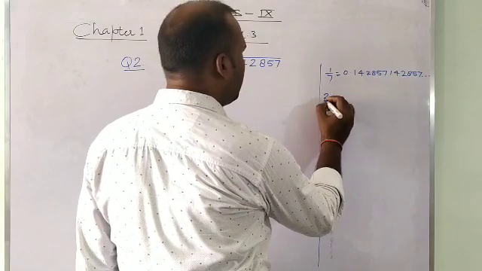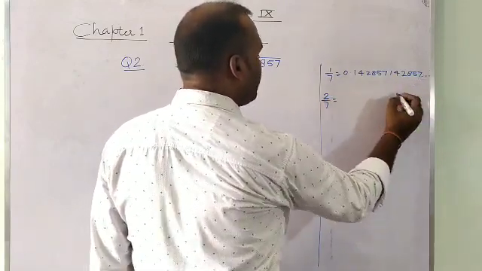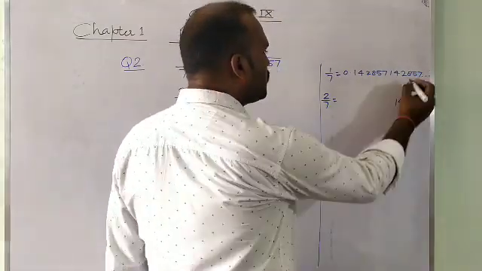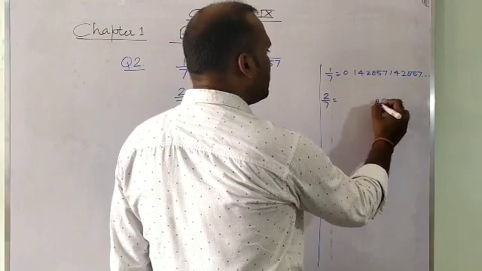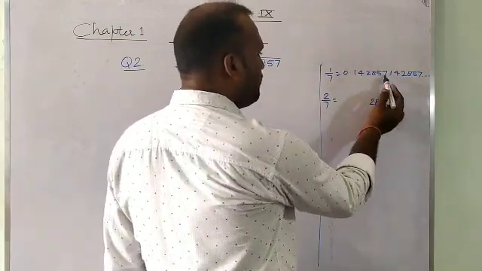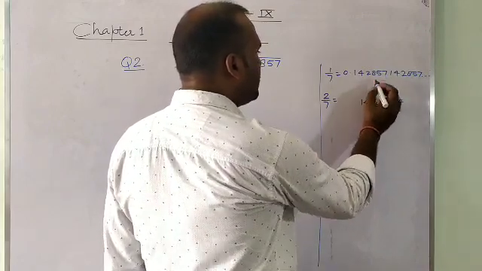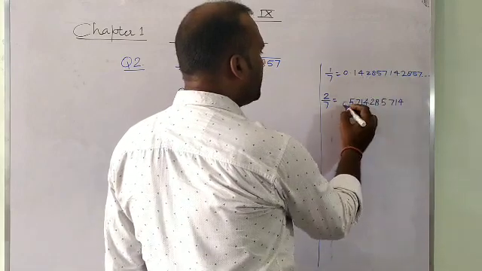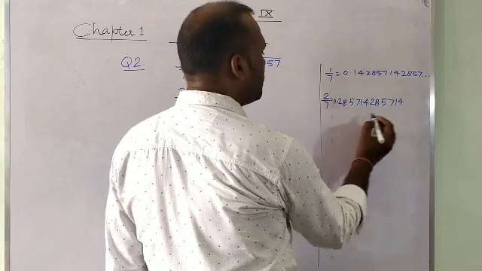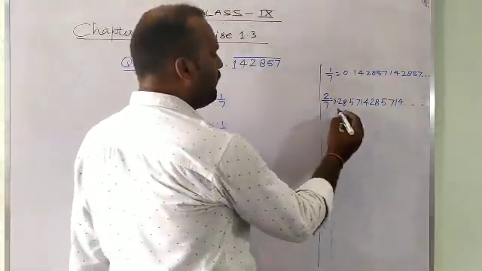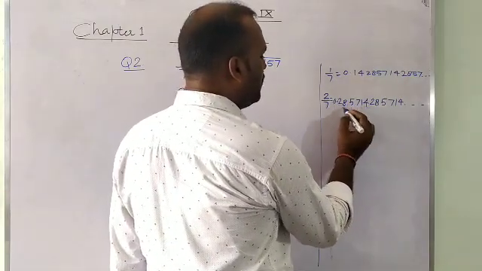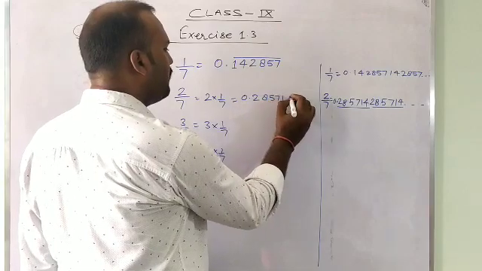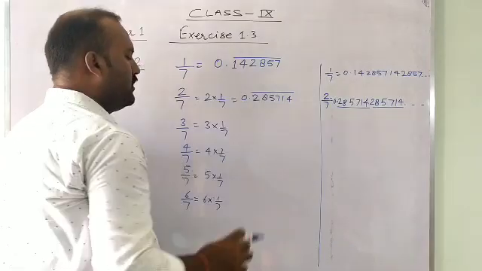If we multiply by 2 we get 2 by 7. 2 sevens are 14, 4 and 1 carry; 2 fives are 10, 11, 1 carry; 2 eights are 16, 17; 2 twos are 4, 5; 2 fours are 8; 2 ones are 2. After the decimal we get 285714, again repeating 285714, so the value is 0.285714 with a bar. This is the value of 2 by 7.